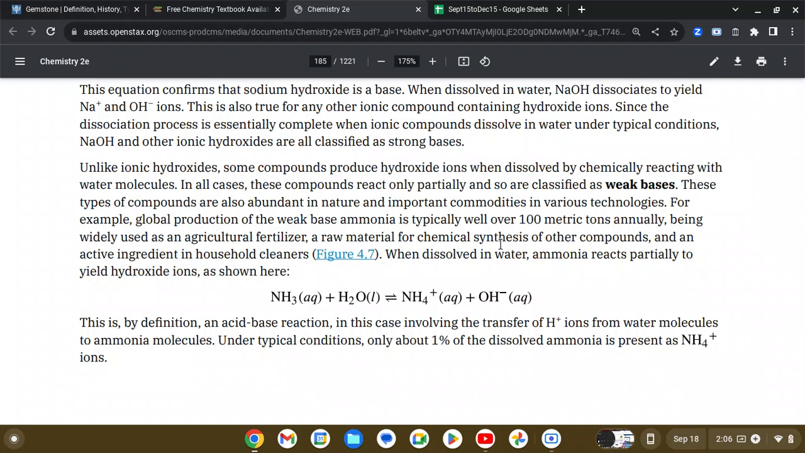This is by definition an acid-base reaction, in this case involving the transfer of H+ ions from the water molecules to the ammonia molecules. Under typical conditions, only about 1% of the dissolved ammonia is present as NH4+ ions.